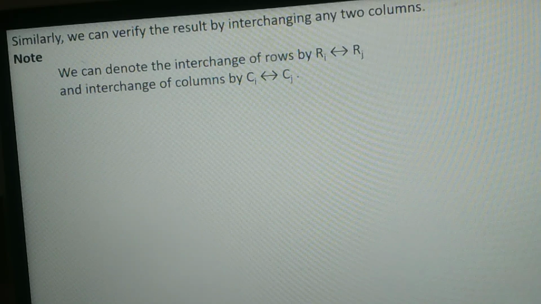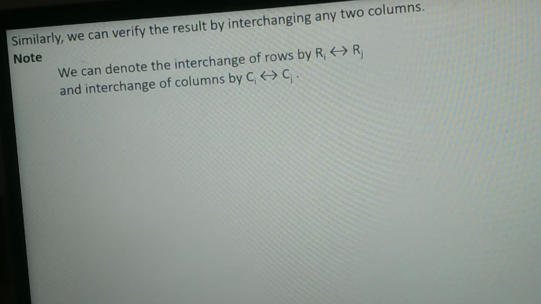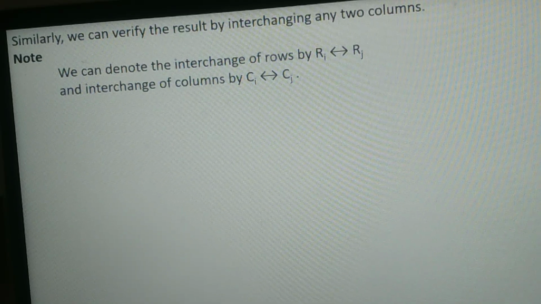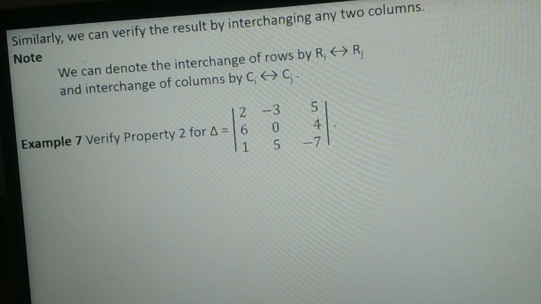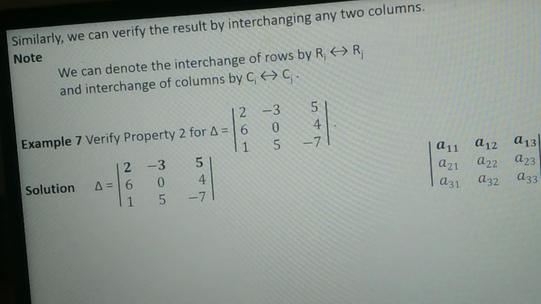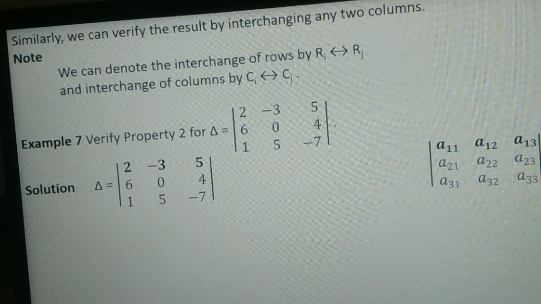Here is a note. We can denote the interchange of rows by Ri arrow Rj, and interchange of columns by Ci arrow Cj. Here is an example. Verify property 2 for delta equal to determinant 2, minus 3, 5, 6, 0, 4, 1, 5, minus 7. So, given delta is equal to determinant 2, minus 3, 5, 6, 0, 4, 1, 5, minus 7.